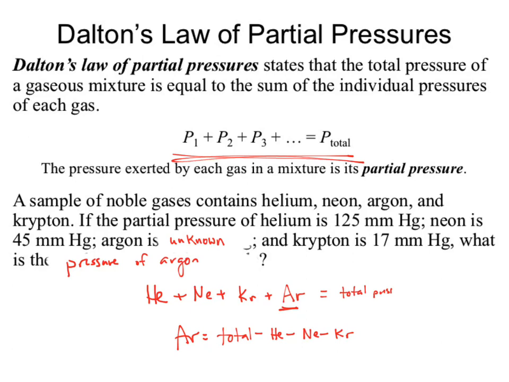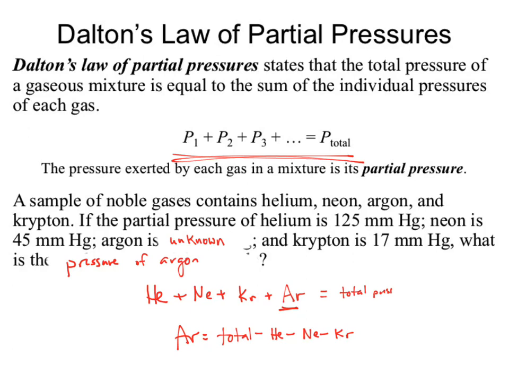This is the equation I would have to use to solve for the argon pressure. Do I know the pressure of helium? Yes. Do I know the pressure of neon? Do I know the pressure of krypton? Yes. So I could subtract all those. That's not a problem. What am I subtracting them from? The total pressure. What is the total pressure in this system?